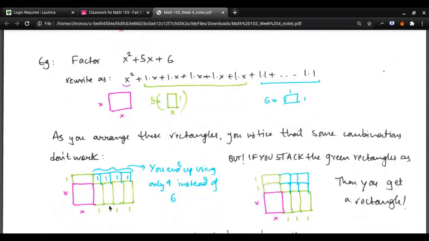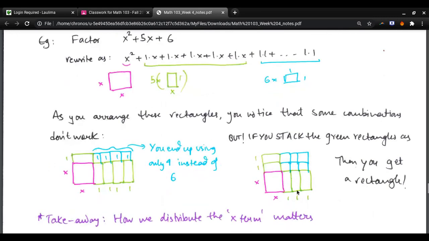For example, if I stack 4 of these vertically and 1 horizontally, I can fill in the 4 blue rectangles, but I'm still left with 2 more, which I cannot place anywhere without breaking the shape. But if you stack the green rectangles as such, meaning 3 vertically and 2 horizontally, then you make up exactly 6 spots where the 6 blue rectangles go in, and then you get the factoring as x plus 1 plus 1 plus 1, which is x plus 3, times x plus 1 plus 1, which is x plus 2.